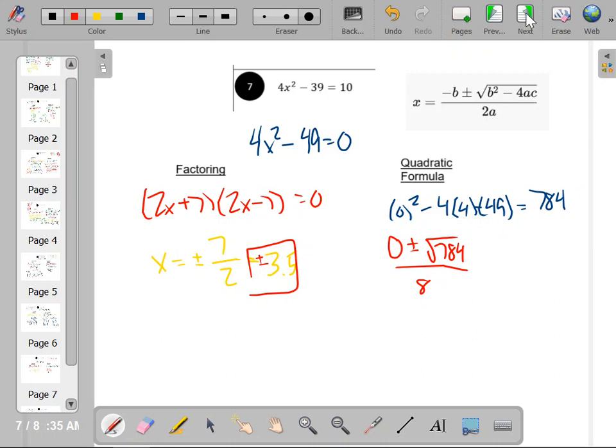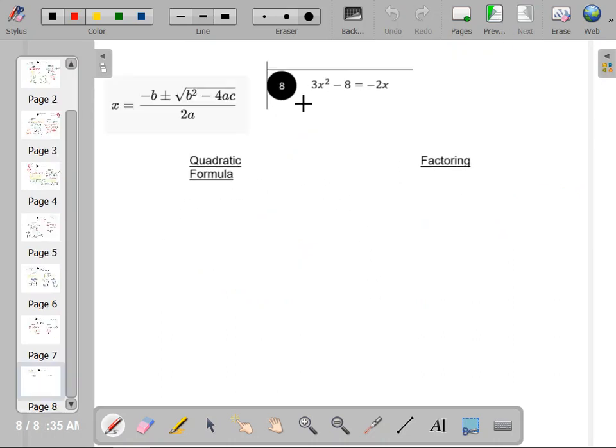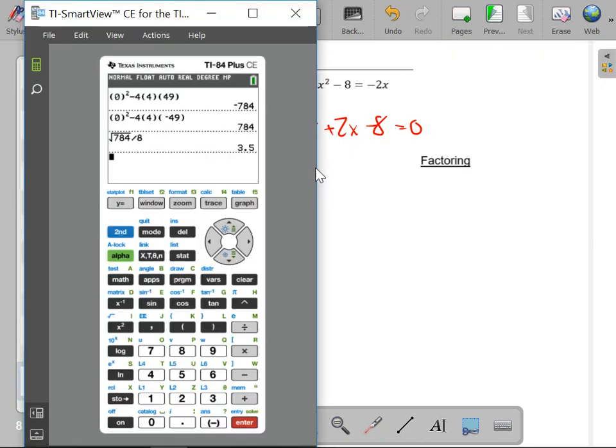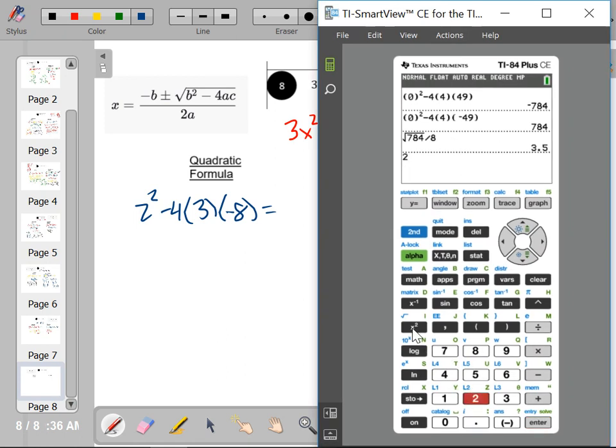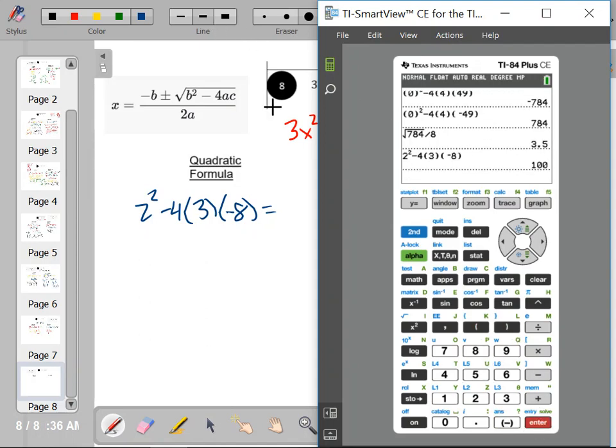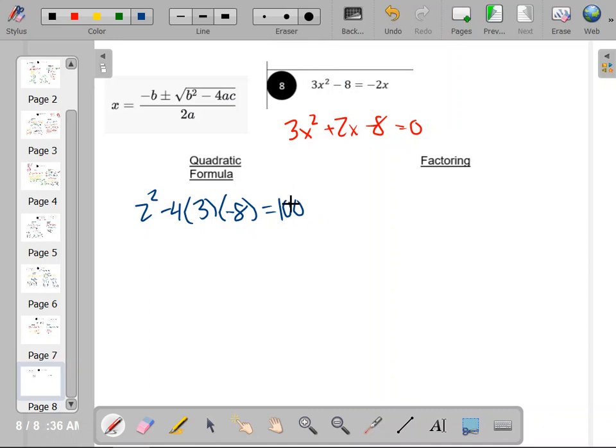Okay. One more quadratic formula. First, get everything on one side. 3x squared plus 2x minus 8 equals 0. So we'll do the discriminant. B squared, 2 squared, minus 4, A is 3, C is negative 8. So that would come out to, let's see, I'll just type it in. 2 squared minus 4 times 3 times negative 8. 100. Okay? Discriminant's 100. Perfect square. It's factorable. It's going to be 2 solutions.